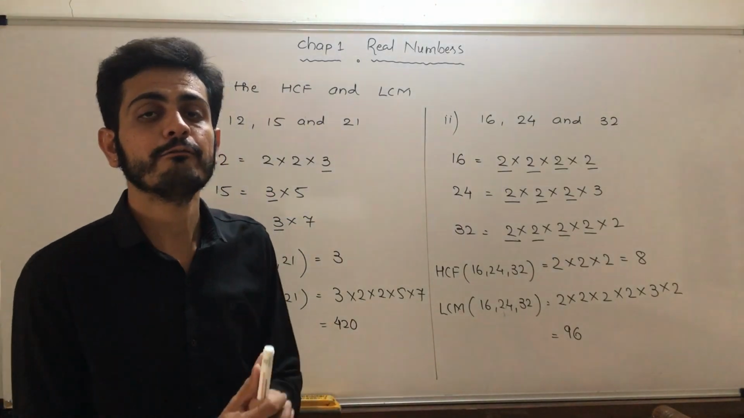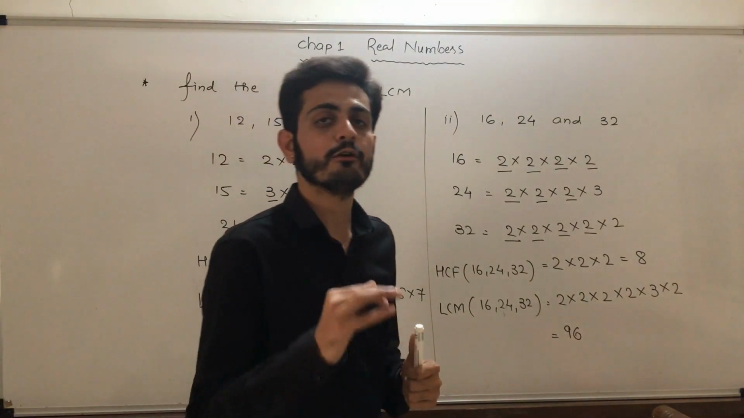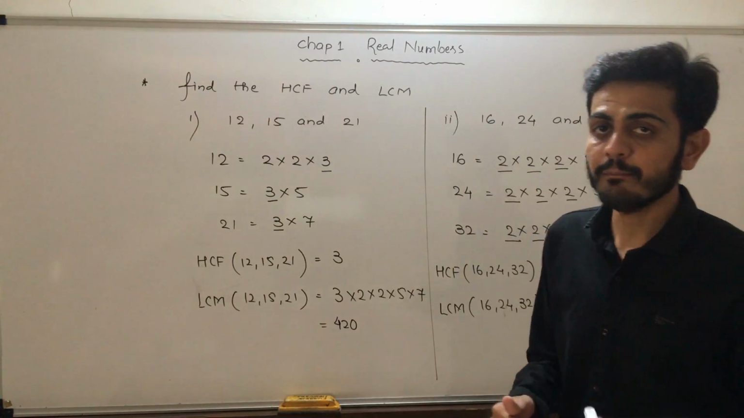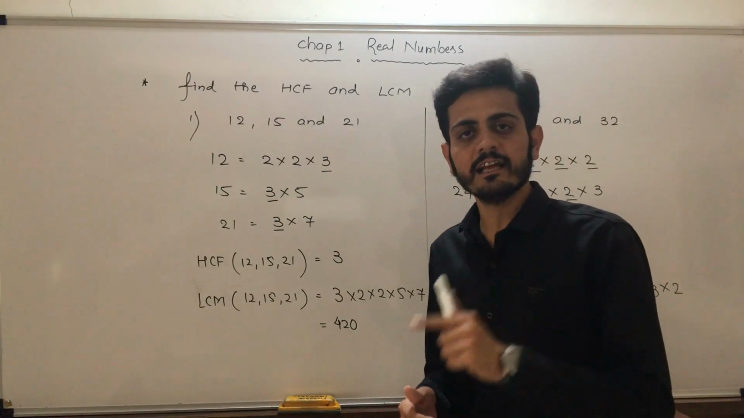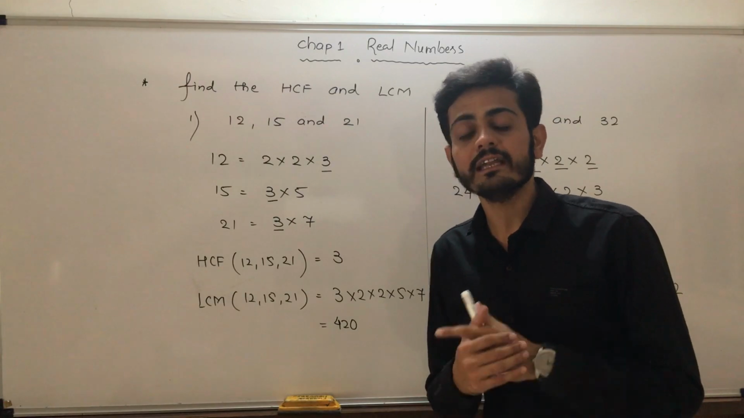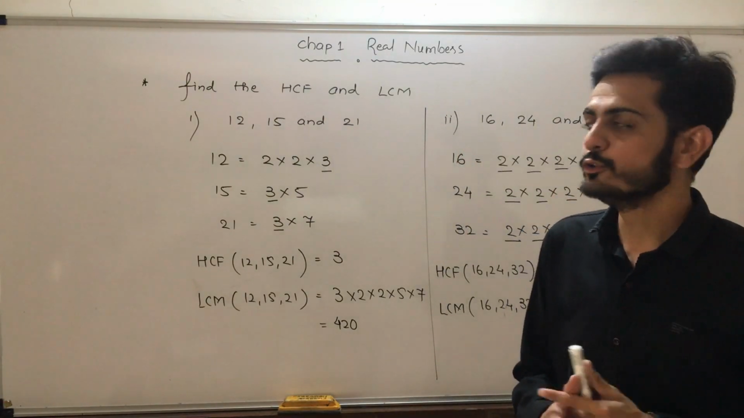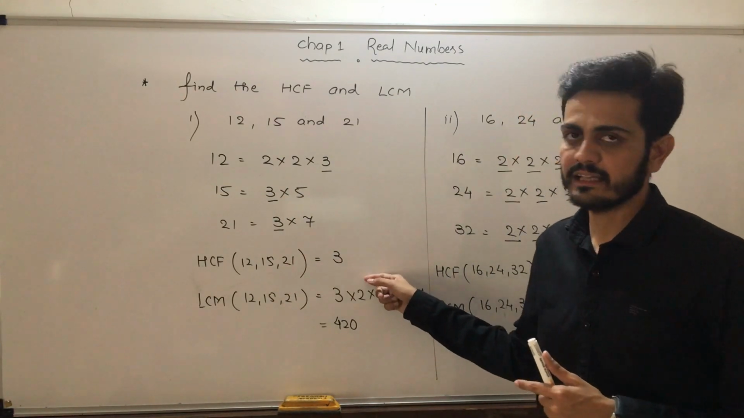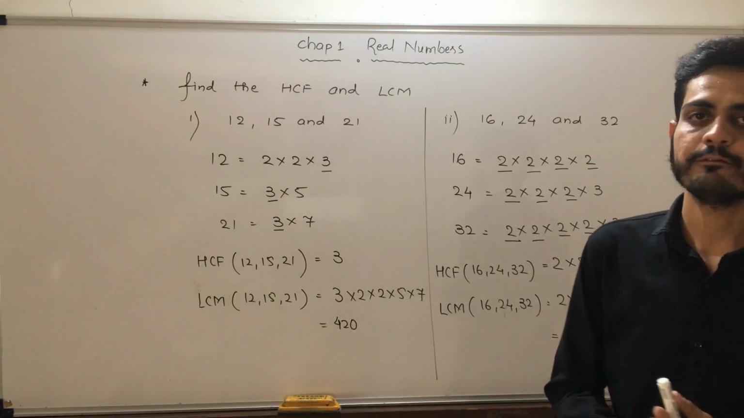This is how we can find the LCM or HCF of more than two numbers using prime factorization. The fundamental theorem of arithmetic tells us that the prime factorization of any composite number is always unique. So do the prime factorization, take the common factors, that is the HCF, and then we can find the LCM.